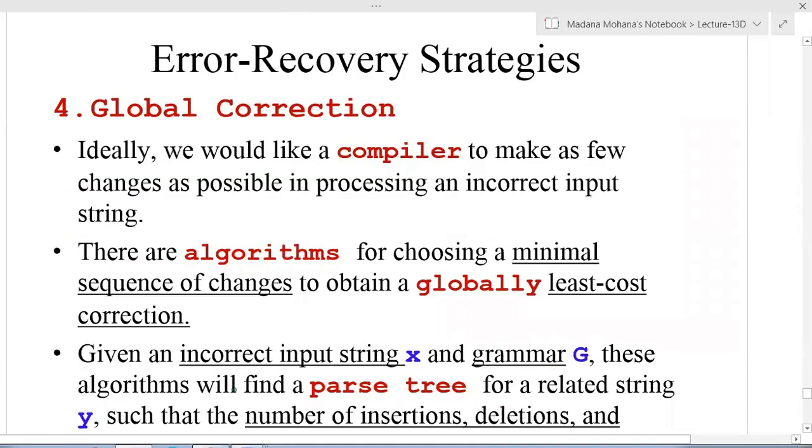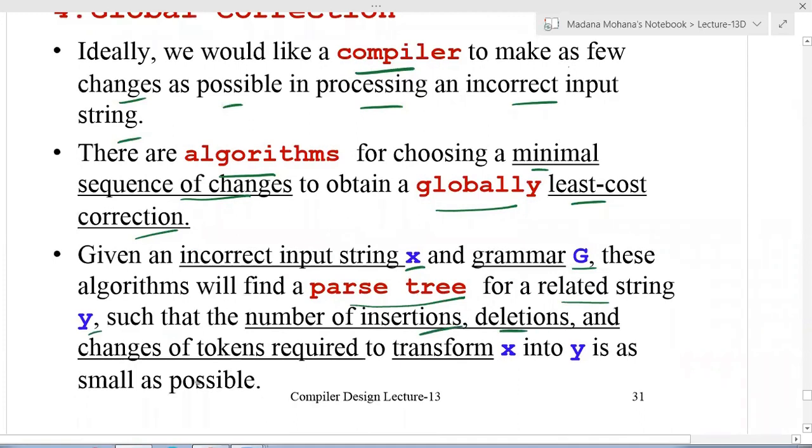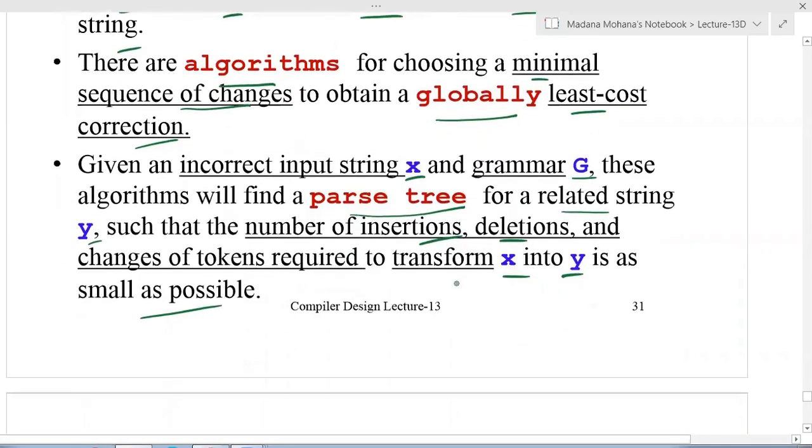Then the last mechanism, global correction. Ideally we would like a compiler to make as few changes as possible in processing an incorrect input string. There are some algorithms for choosing a minimal sequence of changes to obtain a globally least-cost correction, applied to the entire program. Given an incorrect input string x and a grammar G, these algorithms will find a parse tree for a related string y such that the number of insertions, deletions, and changes of tokens required to transform x into y is as small as possible. So this is the global correction strategy.